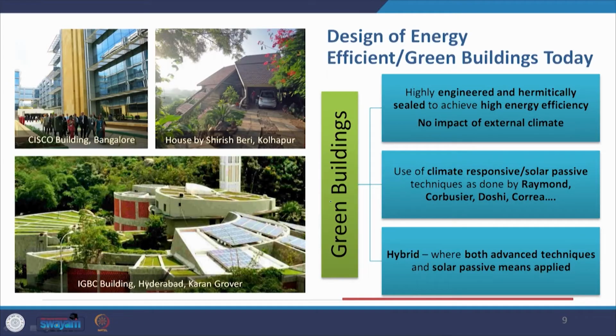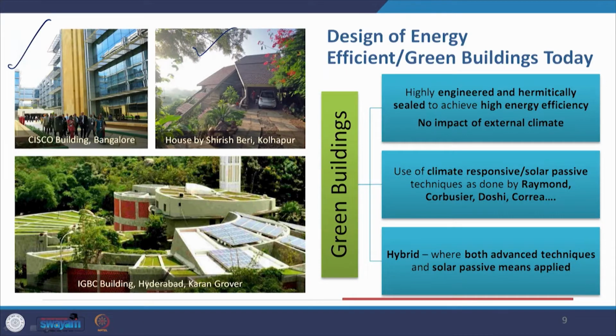Now when we design energy efficient or green buildings today, these are the aspects we focus on. Three different types. Number one, they are highly engineered. They are hermetically sealed like a normal actively controlled building, but they are designed in a manner to achieve high energy efficiency within active control. That means the building may not be directly dependent on the outdoor climate, but it is designed in a manner that it is highly energy efficient with the very systems that it is using. So there is no impact of external climate, but the engineering solution is highly efficient. For example, the Cisco building in Bangalore.